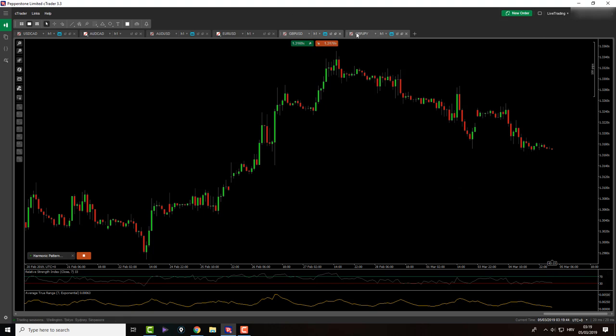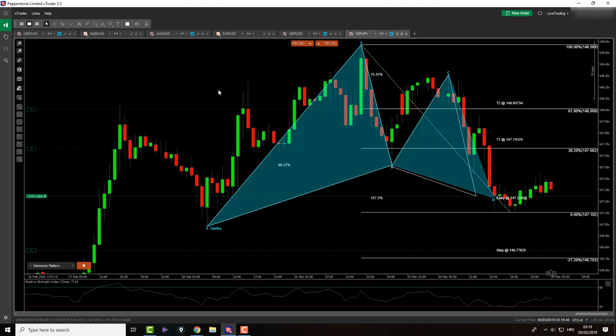Okay, and we have pound yen, another trade that we got engaged with yesterday, and still waiting for the price action to hit my targets one, so that I can move my stop loss to break even and let's stay for targets two.